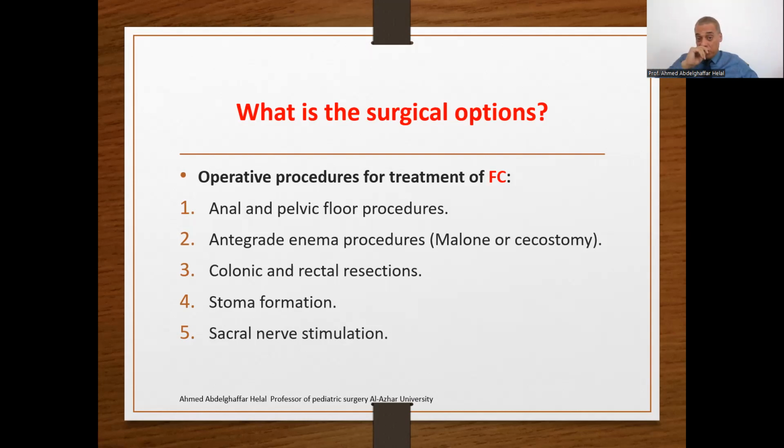What is the surgical option? Operative procedures for treating functional constipation may be divided into 5 categories: anal and pelvic floor procedures, antegrade enema procedures, Malone or cecostomy, colonic and rectal resections, stomas formation, and sacral nerve stimulation. So we may have 5 categories or 5 operative procedures according to the indication.